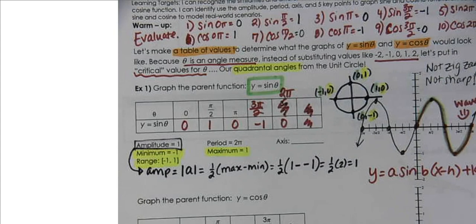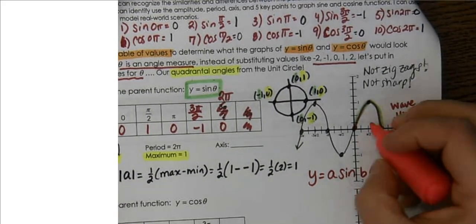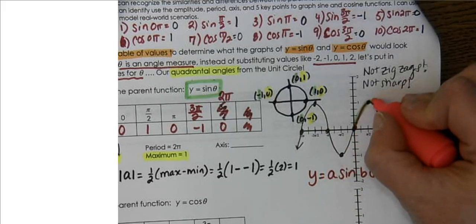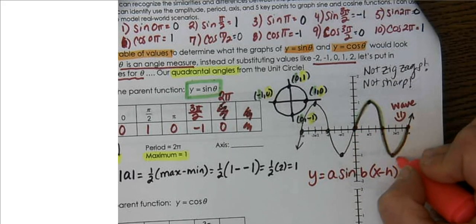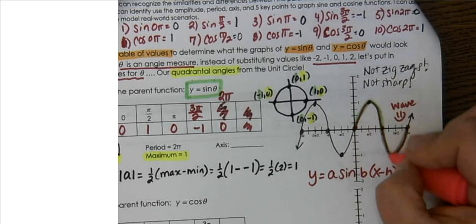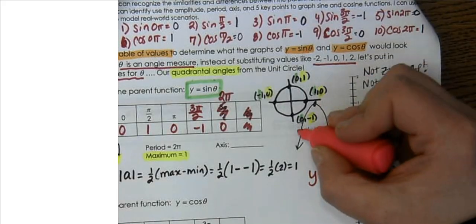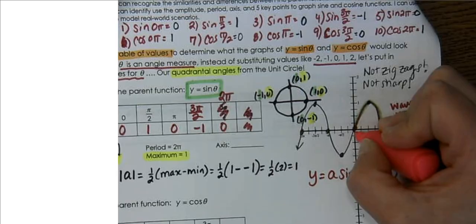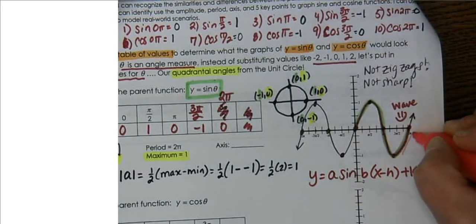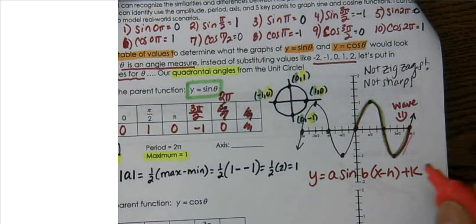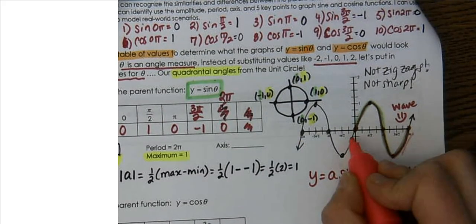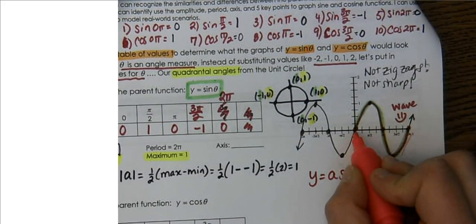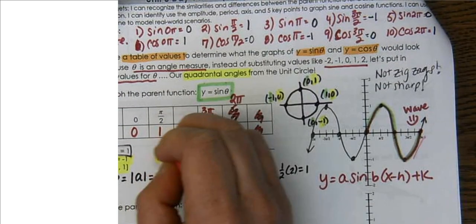Our period represents how long it takes to go through one full cycle of sine. So a cycle of sine has a pattern of 0, up, 0, down, 0. So 0, up, 0, down, 0, going all the way across. Then 0, up, 0, down, 0 again. And how long it takes to go through that is your horizontal distance. And it takes from 0 to 2 pi. So our period is 2 pi.